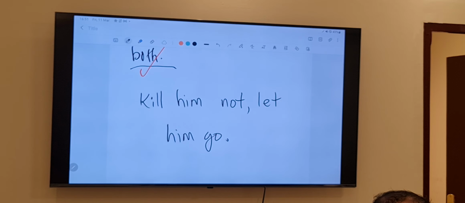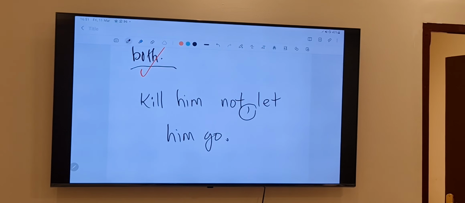"Kill him not, don't kill him." "Kill him, not let him go." Then the message went to the jail. The jailer was reading it, and then he said, okay, you go. So it..